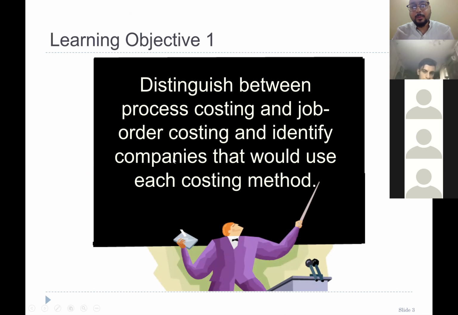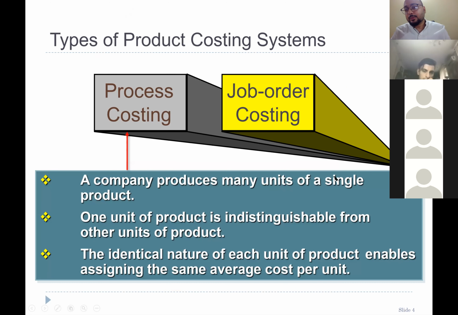So our first learning objective is to distinguish between process costing and job order costing and identify companies that would use each costing method. Let's talk about this. Process costing, job order costing, the concept is the same, that you receive the order in advance. Process costing is when a company is only making a single unit, that's it. Then you take the utility bills, the supervisor salary, the watchguard salary, and just divide by units. You can average out everything.